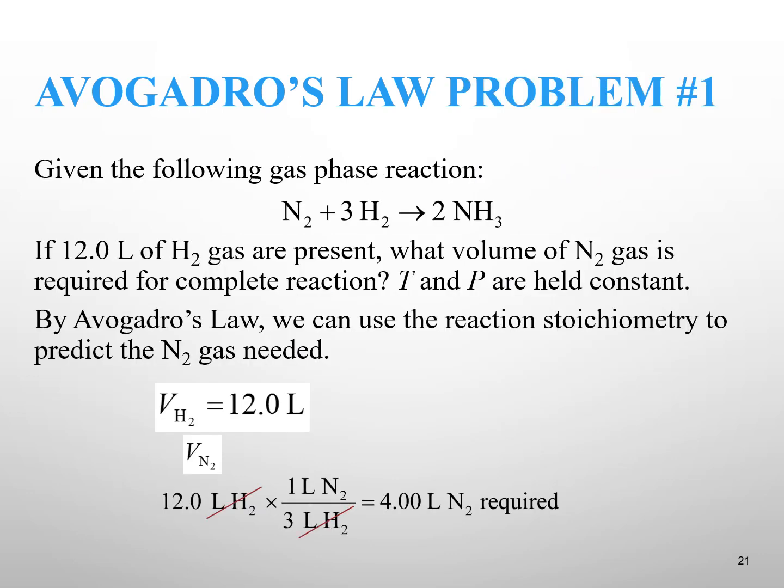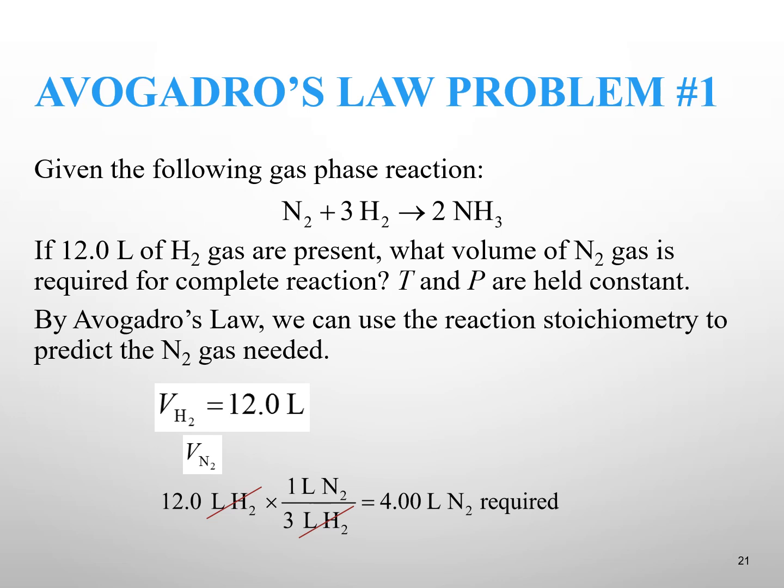So we have a problem here. First problem, it says, if you have an equation of the reaction and we say 12 liters of hydrogen gas is present, what volume of N2 gas is required for complete reaction? So we know the mole ratio is 3 moles of hydrogen gas to 1 mole of nitrogen gas. Because temperature and pressure are held constant, we can actually just use the volume in place of the moles ratio.